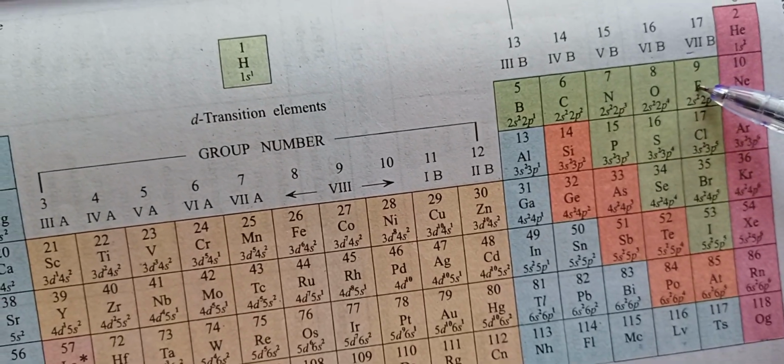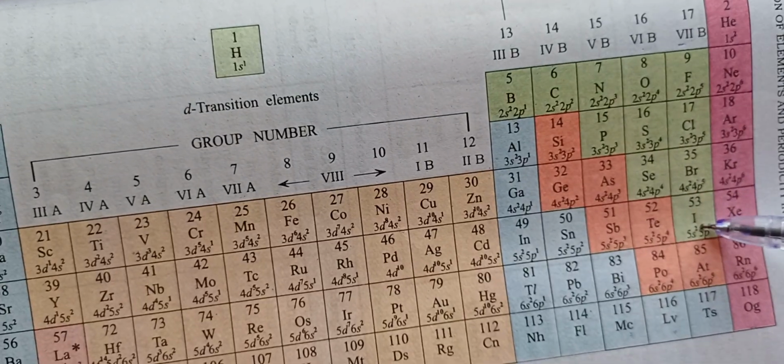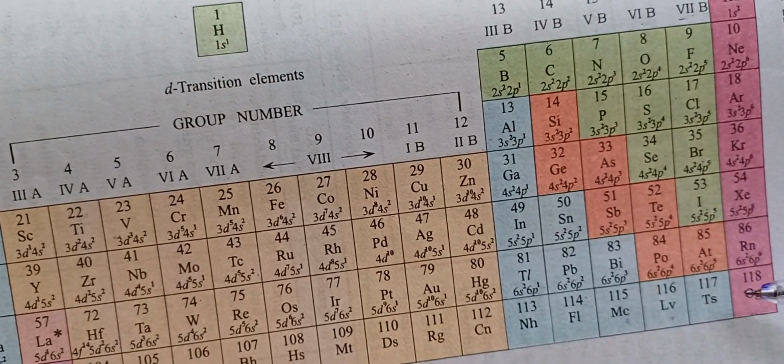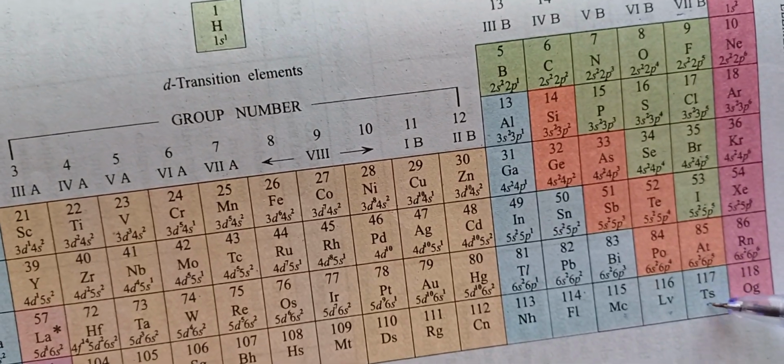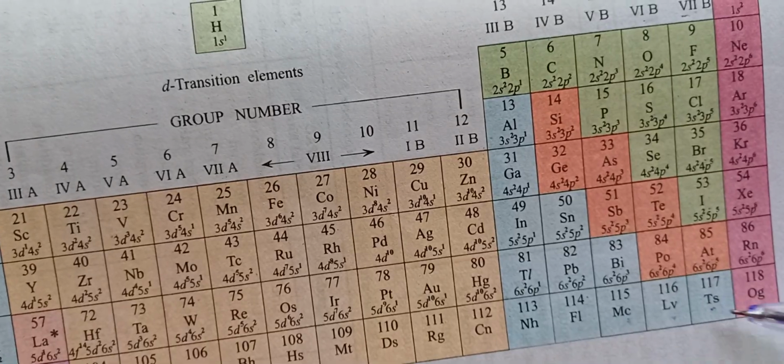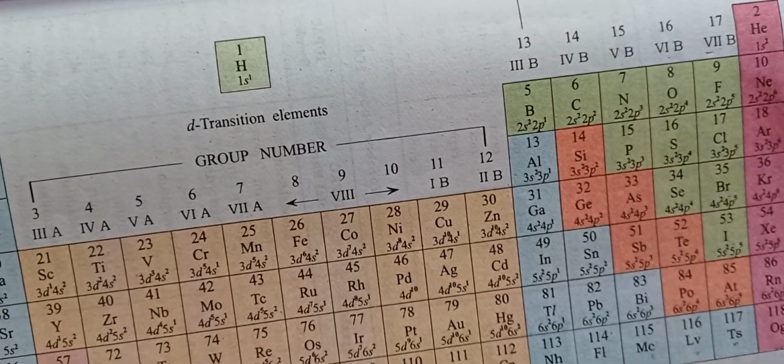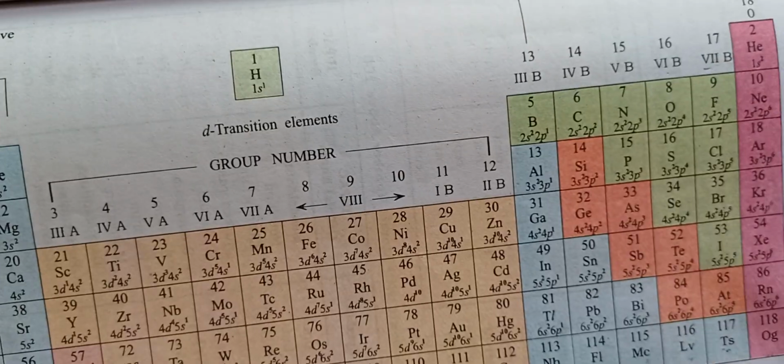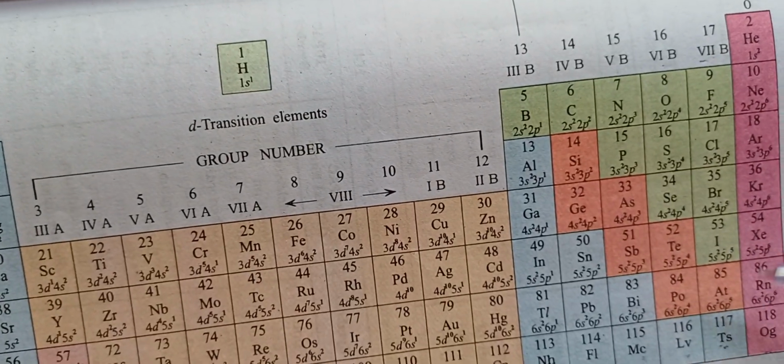Now halogens: fluorine, chlorine, bromine, iodine, astatine. Here it is tennessine. Okay. So here it is named after a place. So Tennessine, that is Ts, 117.